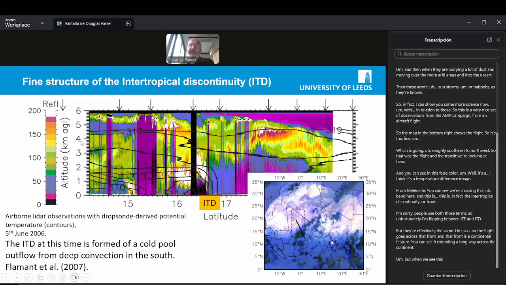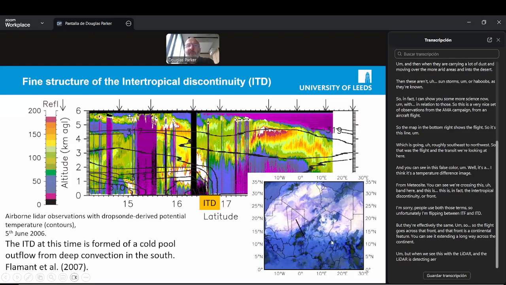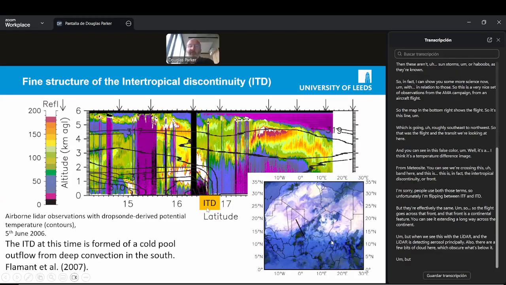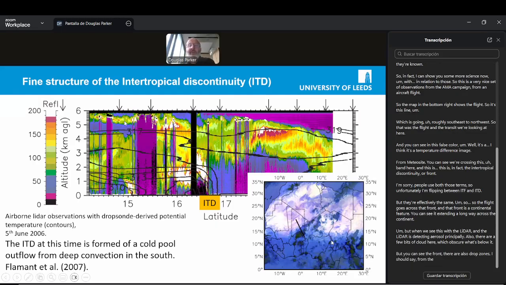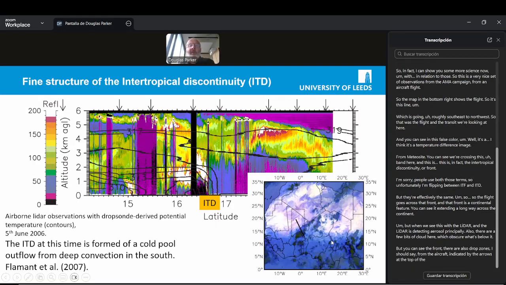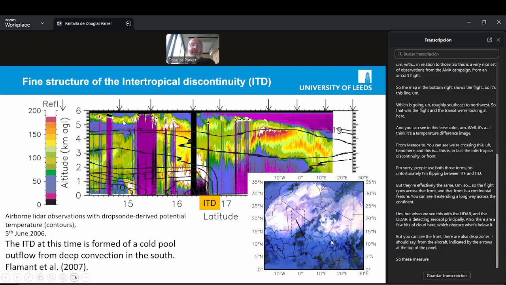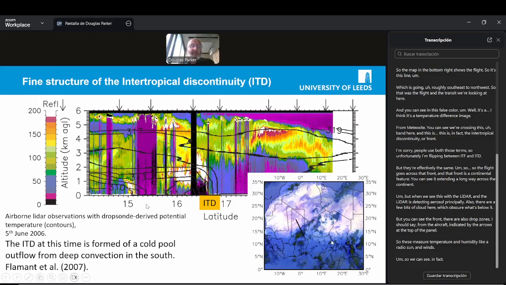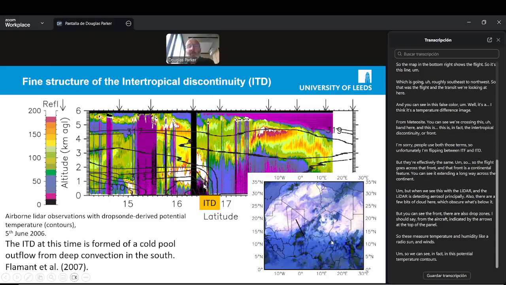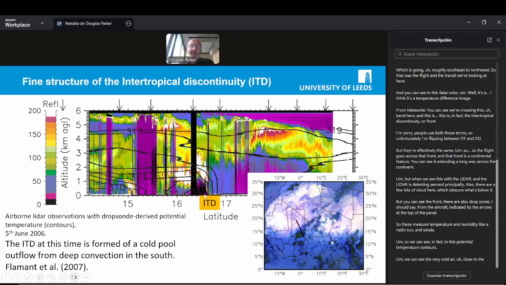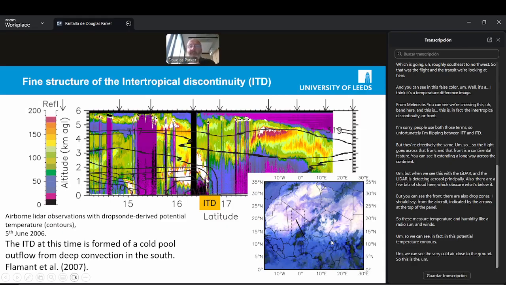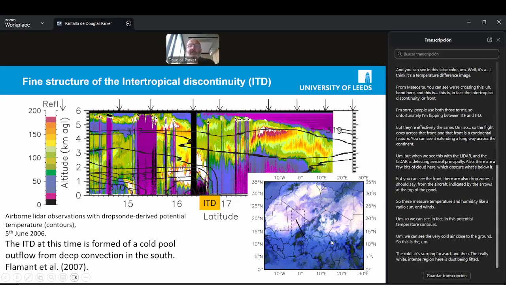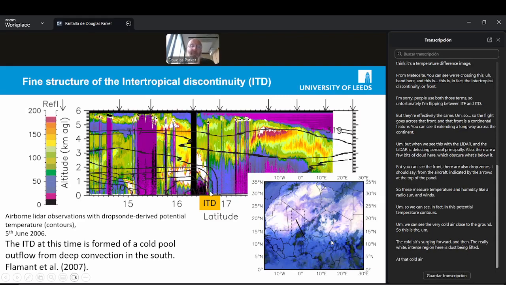But when we see this with the LiDAR, and the LiDAR is detecting aerosol principally, also, there are a few bits of cloud here which obscure what's below it. But you can see the front. There are also drop zones, I should say, from the aircraft, indicated by the arrows at the top of the panel. So these measure temperature and humidity like a radiosonde, and winds. So we can see, in this potential temperature contours, the very cold air close to the ground. So this is the cold air surging forward, and then the really white, intense region here is dust being lifted at that cold air in this Haboob system.